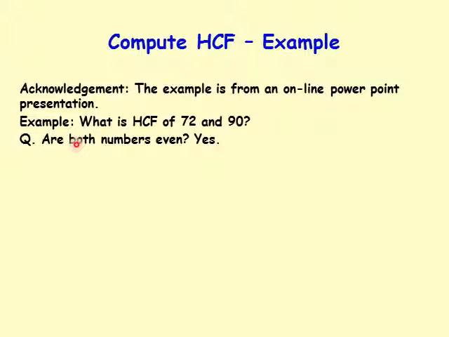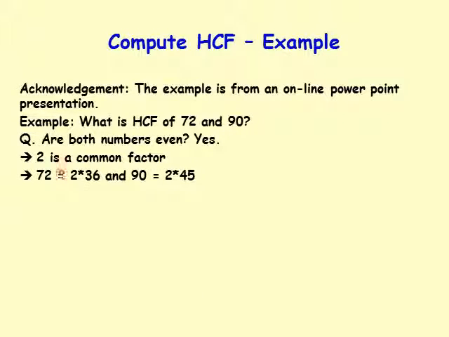Let's see, are both numbers even? We have to decide whether the numbers are divisible by 2, 3, 4, 5, 9, 11, 13 and so on. They are divisible by 2, so let's see what happens. What does that mean? That means 2 is a common factor, and 2 is a prime factor also.